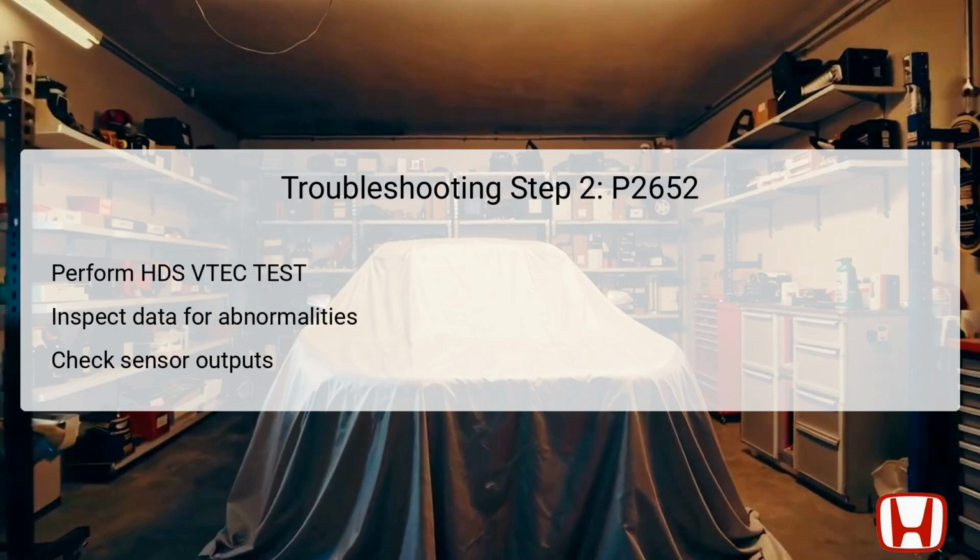After establishing the engine's baseline parameters, the next step is to perform a VTEC test using the Honda Diagnostic System, HDS. In this phase, it's crucial to check for any abnormalities in the live data being relayed from the various sensors, particularly the rocker arm oil pressure sensor. The HDS allows for real-time monitoring of the sensor outputs, giving insights into whether the sensor is functioning correctly or if there are irregularities that suggest a fault.